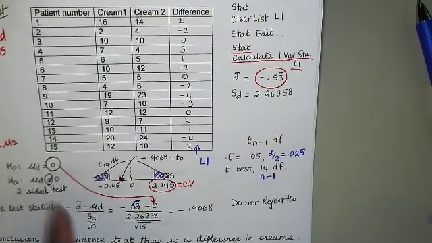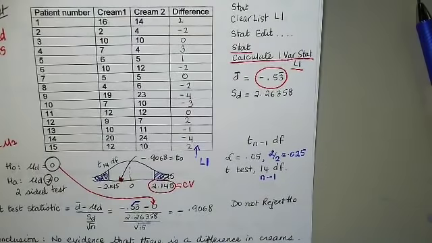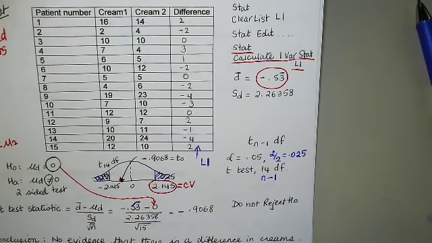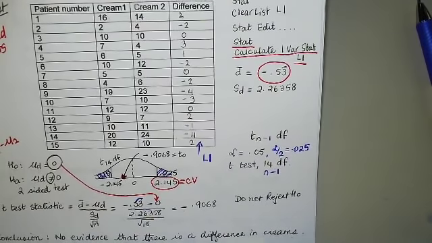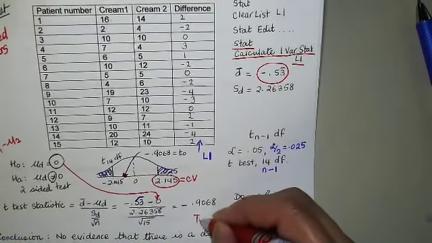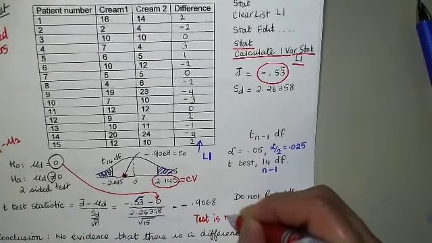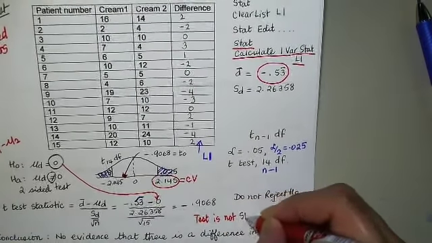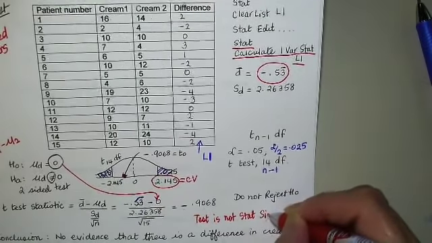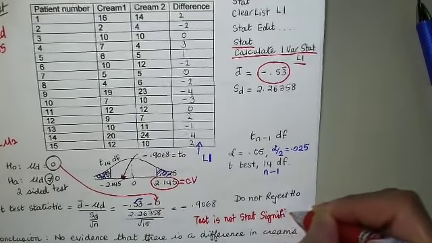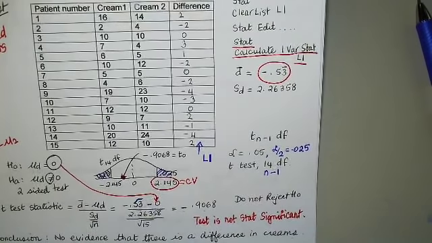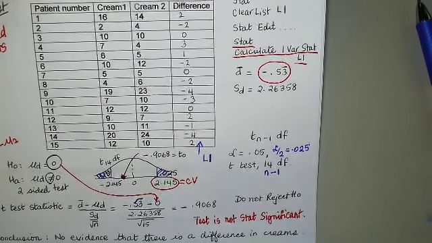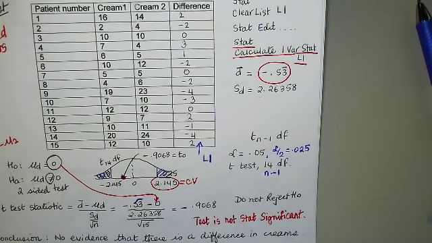And then I drop the test statistic and I see that it falls here, which is not in the critical region. So do not reject H naught. That means there's no evidence that there's a difference. I'm not rejecting that mu equals 0. The difference equals 0. Conclusion: there is no evidence that there is a difference in creams. The test is not statistically significant.